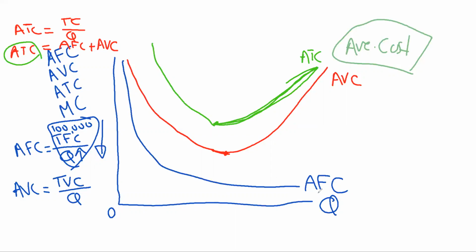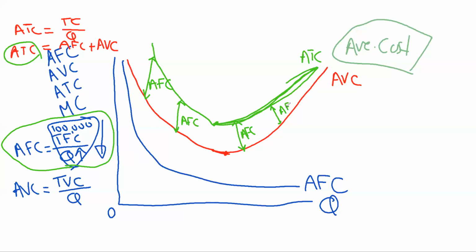And the reason goes back to average fixed cost, because the distance between average total cost and average variable cost is average fixed cost. What is happening to our average fixed cost as we produce more and more? Average fixed cost, look at here, is going down. So we should see a decline in the distance between average total cost and average variable cost as we produce more and more. Okay, so this is very, very important. So they're getting closer and closer as we produce more and more output.